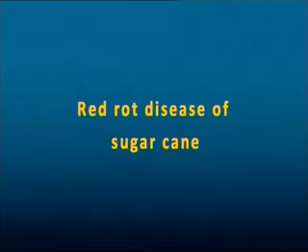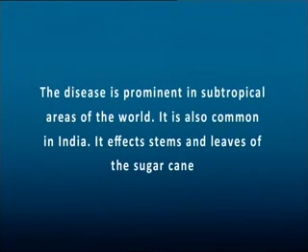Now another disease caused by Colletotrichum is red rot disease of sugarcane. This disease is caused by Colletotrichum falcatum. The disease is prominent in subtropical areas of the world. It is also common in India. It affects stems and leaves of the sugarcane. As soon as sugar formation starts, symptoms begin to appear.